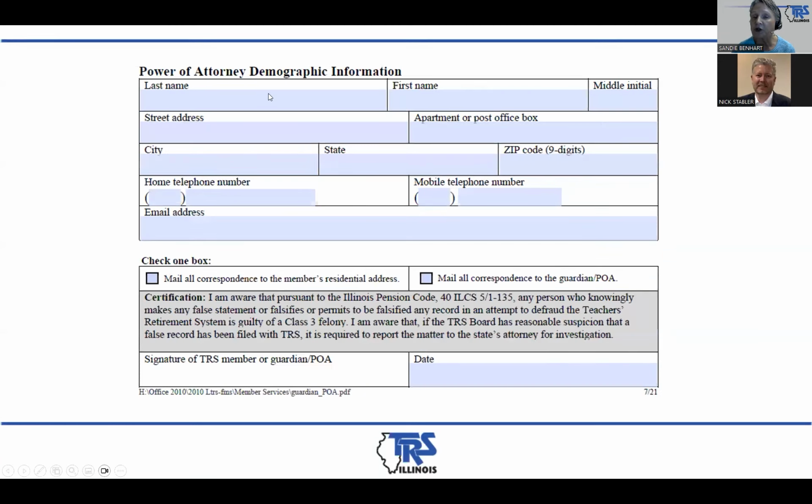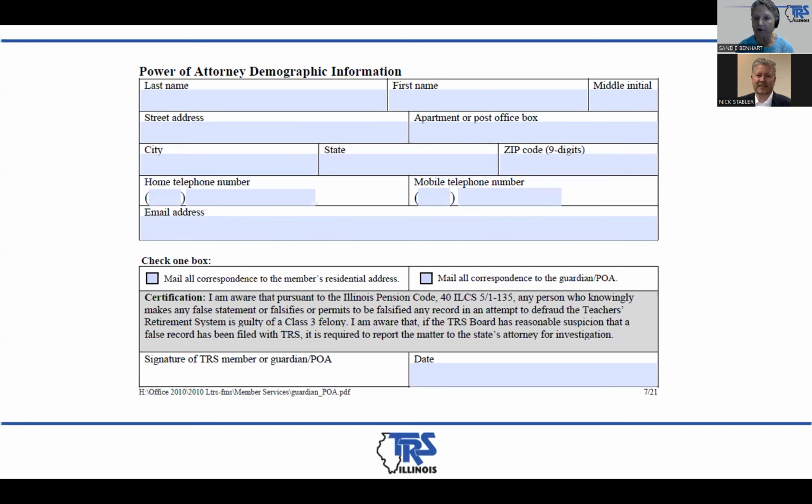The bottom portion of this is the information for the power of attorney. So it's going to be the name, which has to be the same name and address and such that is listed in the power of attorney document itself. So we're going to collect all the information from them. And then you see on the bottom, there are two choices for mailing information going forward.